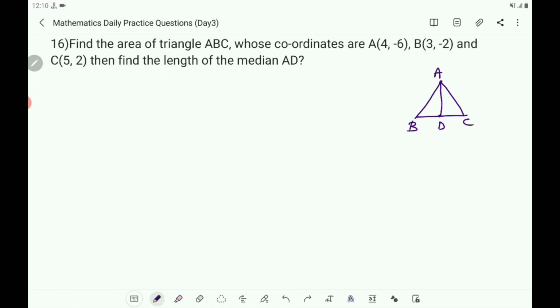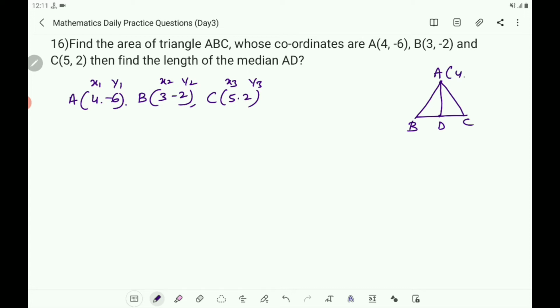Now here you take the vertices. The vertices are A with the coordinates (4, -6), B with the coordinates (3, -2) and C with the coordinates (5, 2). Then you write the formula for the area of the triangle. Before that, let us denote the coordinates: these are x1 y1, these are x2 y2, these are x3 y3. So you write A (4, -6), B (3, -2) and C (5, 2).